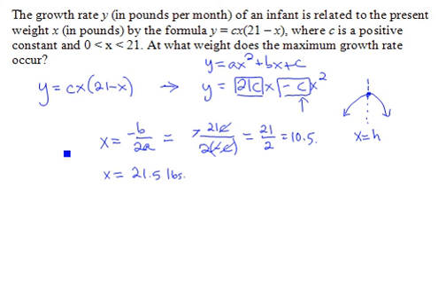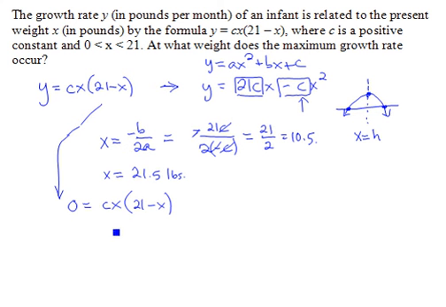Another way we could have seen that was to go directly to the function in its original form and set that equal to 0 to find the x-intercepts. Now if we do that, we would find 2 points that are equidistant from the axis of symmetry that we were supposed to find in order to maximize the growth rate. Well, those 2 points can be found by setting y equal to 0 and solving. So 0 equals cx times 21 minus x.